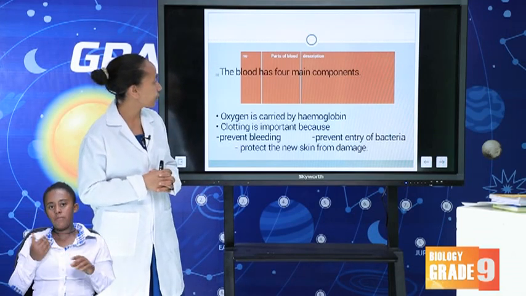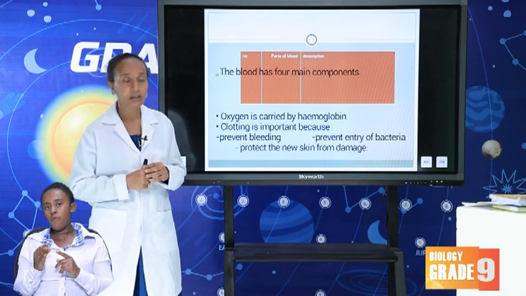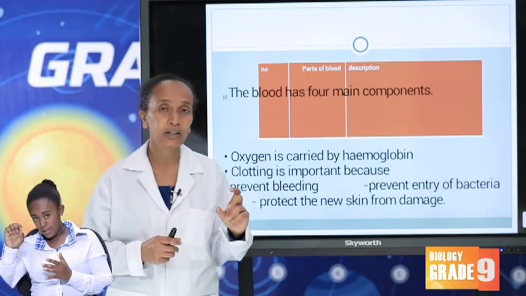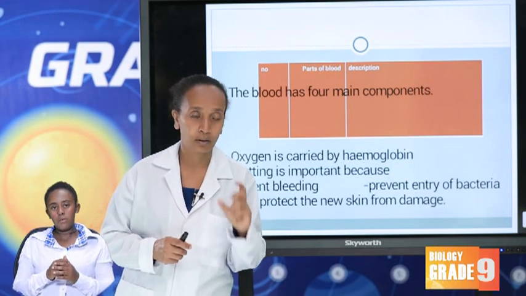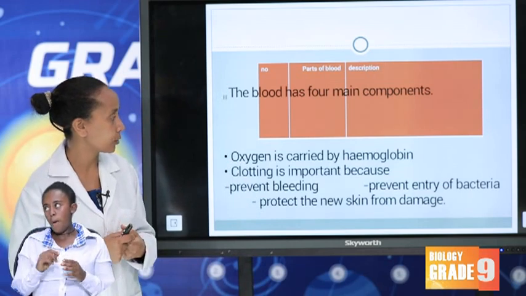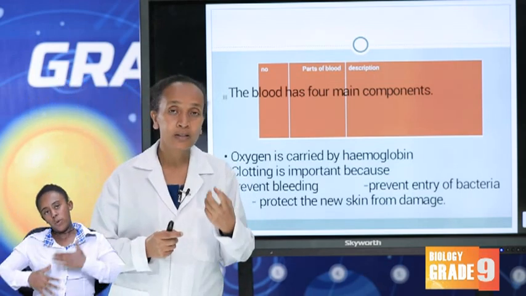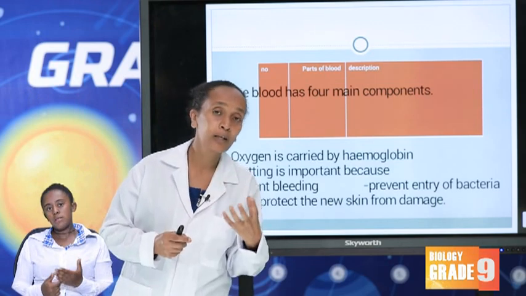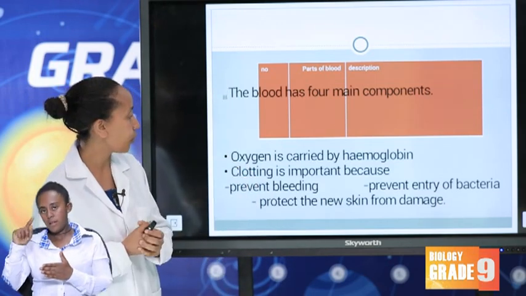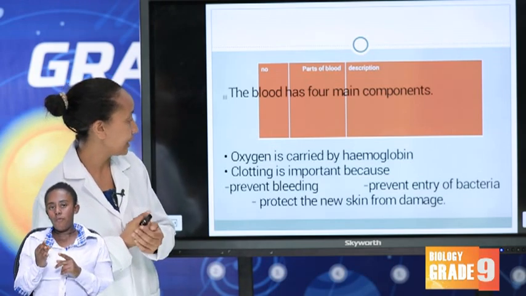And the fourth component of the blood is platelets. Platelets are important in clotting. You know, clotting is very important in our blood, in our circulatory system. And this clotting process is mainly governed by platelets, which are the fourth component of the blood.